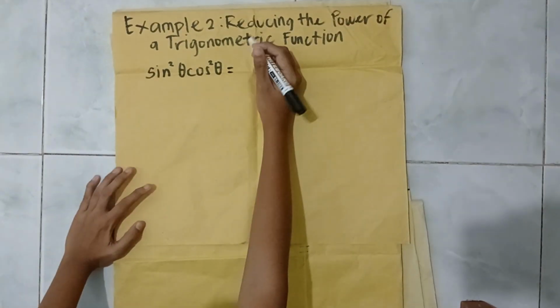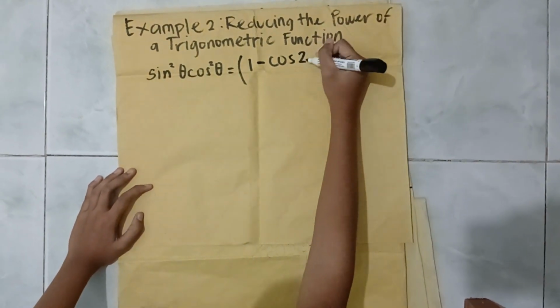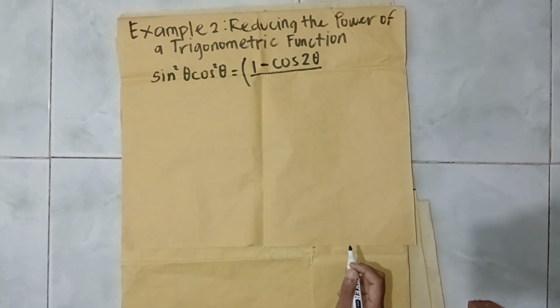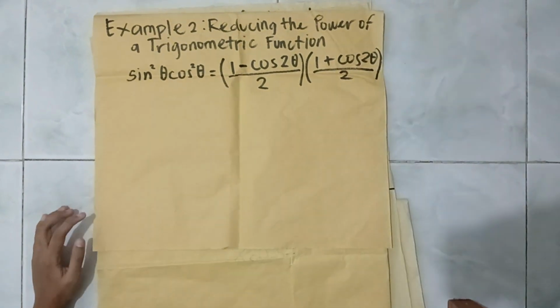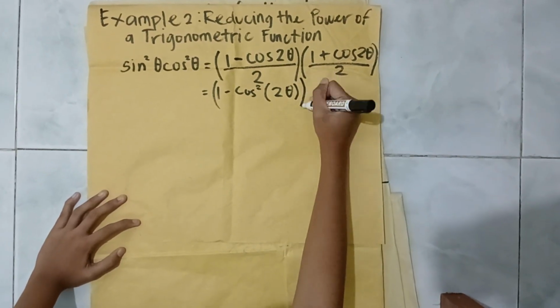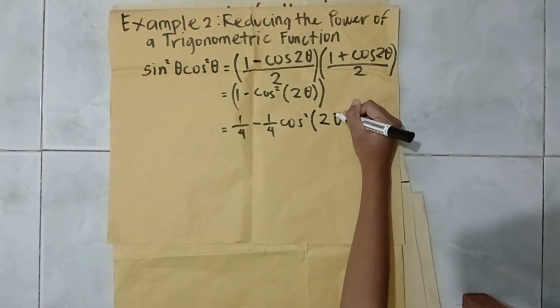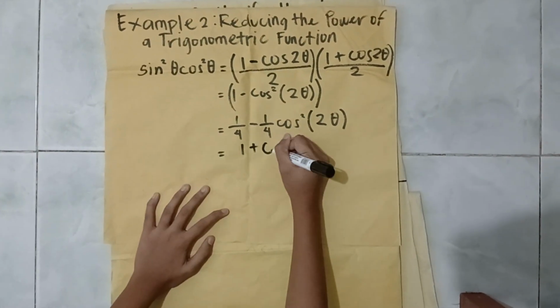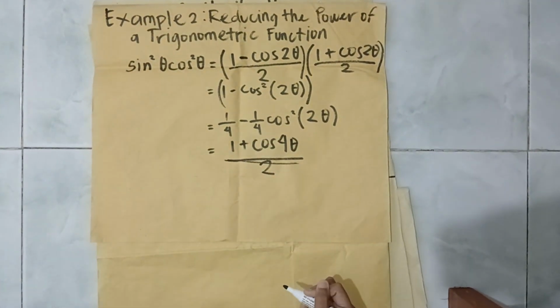Example number 2. Reducing the power of a trigonometric function. To solve this problem, we begin with applying the power reduction formulas and multiply them. And then applying again the power reduction identity to cosine squared 2 theta. In the power reduction formula, we replace theta with 2 theta.